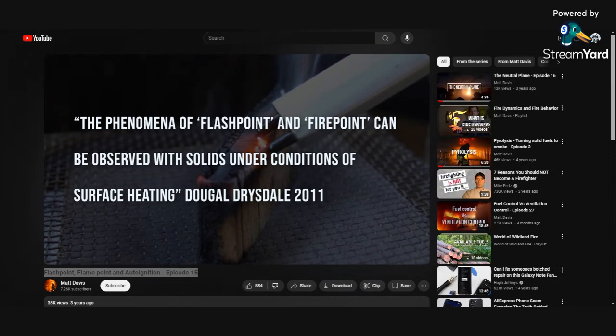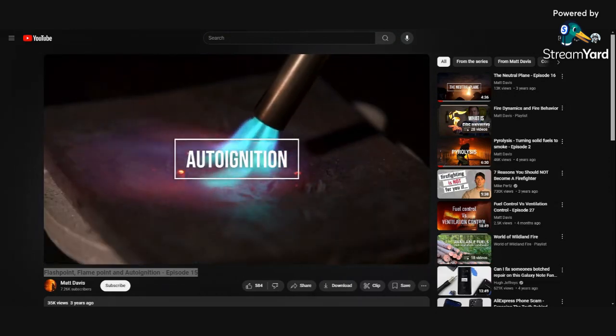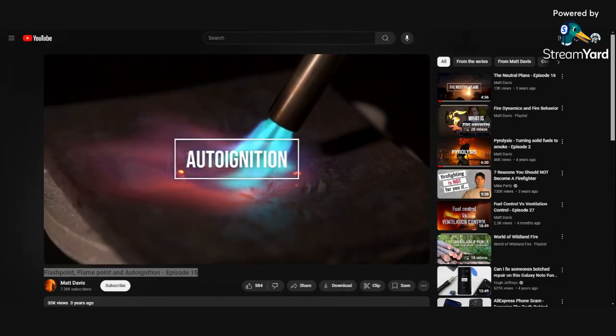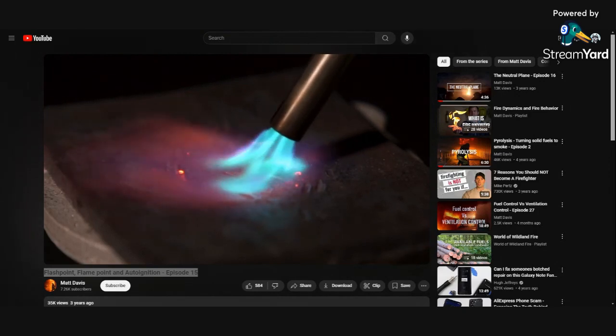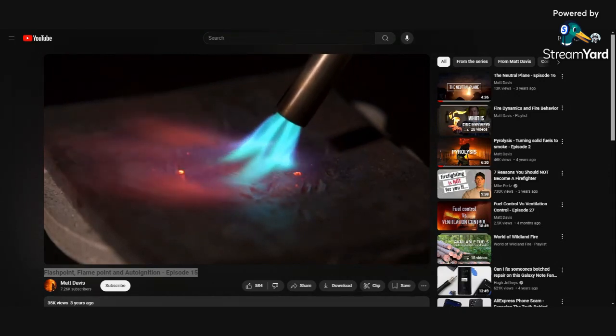So this just goes to show that flashpoint and firepoint aren't just exclusive to flammable liquids. So the next thing we're going to talk about is autoignition temperature. And as we discussed earlier, for kerosene, that's around about 220 degrees centigrade.